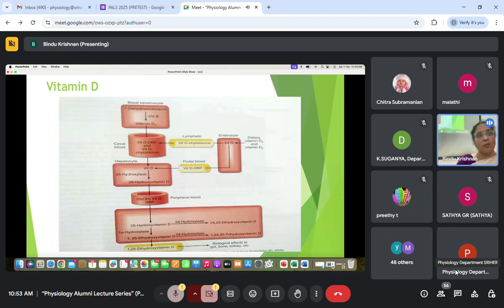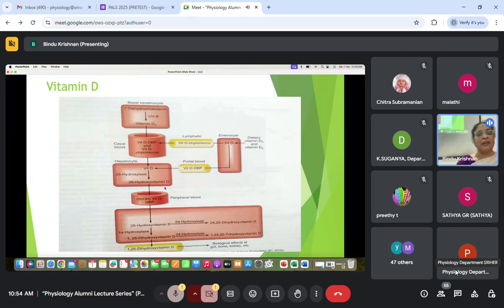So either it is formed in the skin, or you're taking it in diet, or you're taking it in the form of supplements, right? Being a fat soluble vitamin, it is carried through the lymphatics as chylomicron, then reaches the portal circulation. If it is absorbed, it reaches the liver, and there the first hydroxylation happens to vitamin D. So this vitamin D can be either D3 or D2, right?